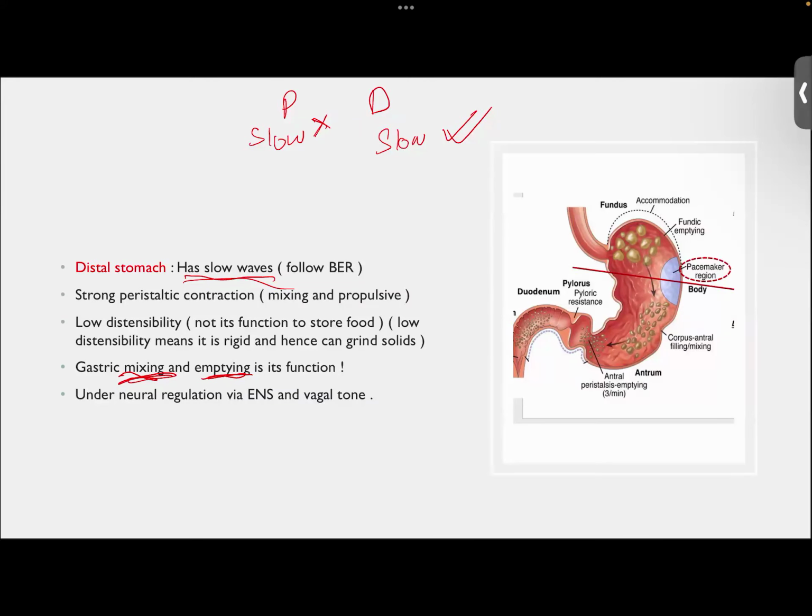It's under neuroregulation via the enteric nervous system and the vagal tone, right? So a very important rule in all of GIT is the vagus is a very important part of GIT, because the parasympathetic is very closely linked to the GIT, and that's how it's controlled. So vagal, remember vagal everywhere. And remember the difference between vagal and afferent vagal, please.